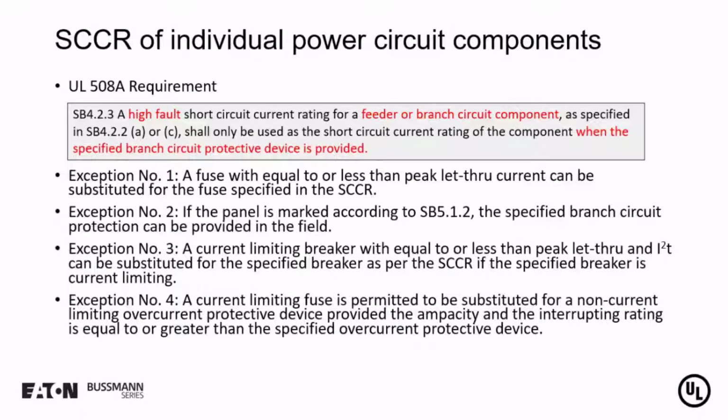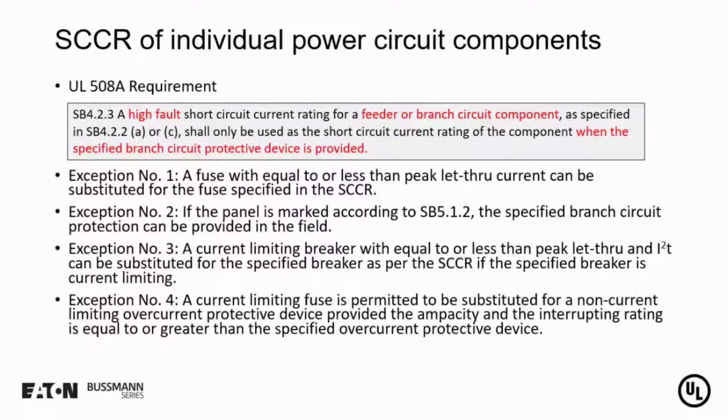that has equal or less than peak let-through current than the fuse or circuit breaker specified for the rating of the component. When we talk about the peak let-through current, we're talking about values that are specified in table SB 4.2 in the standard. That gives you what we call the umbrella values of fuses. And you use that table to determine if you could substitute a fuse for the specified protective device.